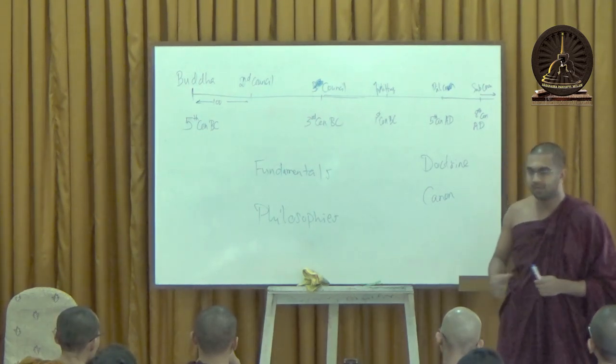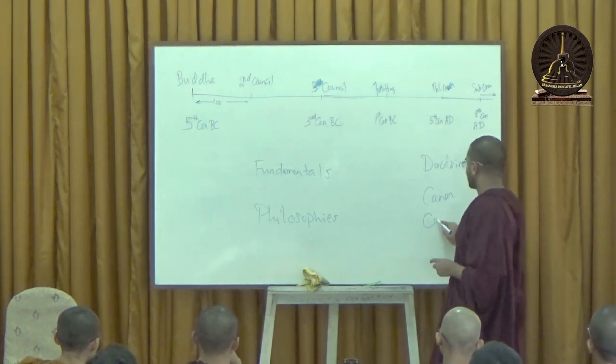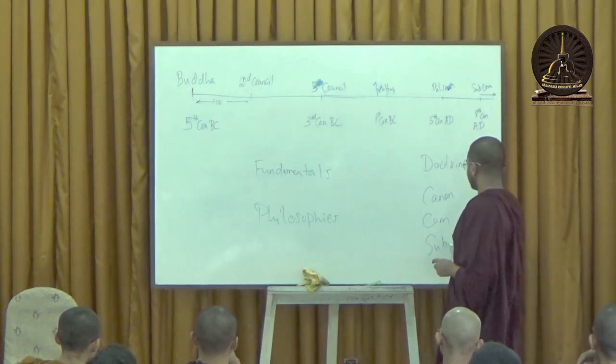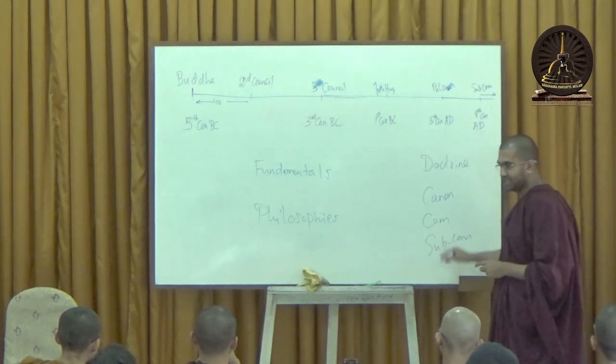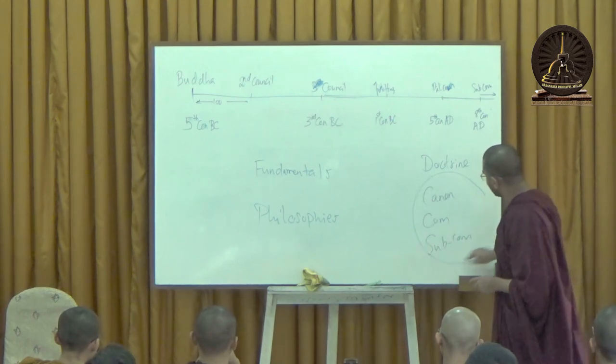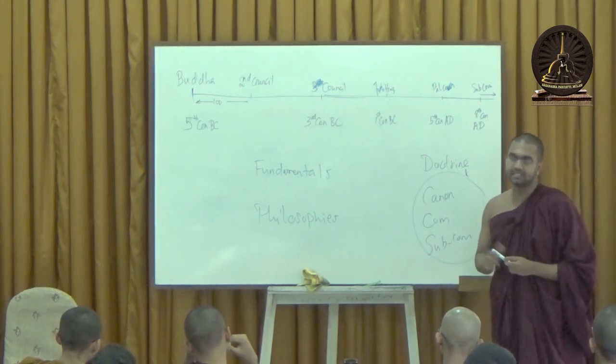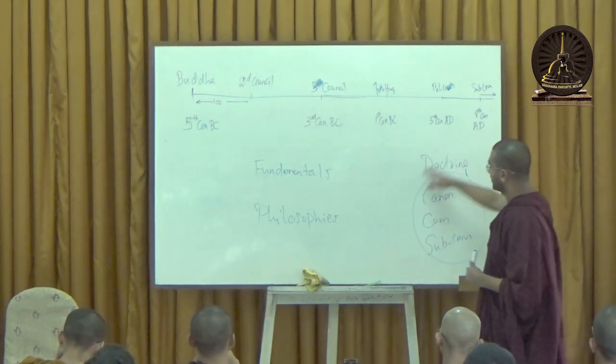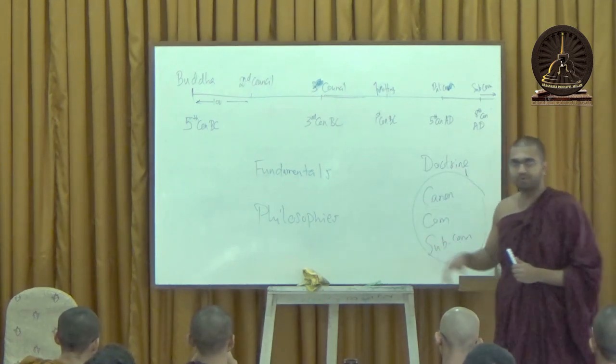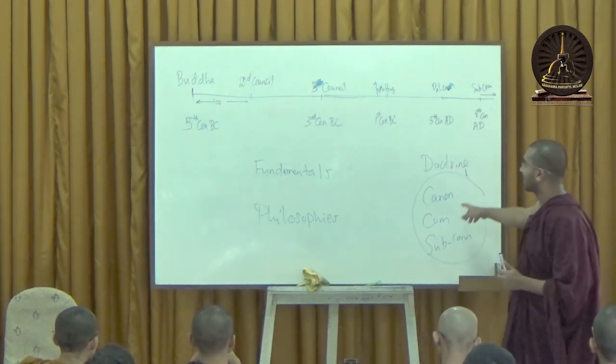Atthakatha and Tika. Altogether, the commentaries and sub-commentaries and whatever literature belonging to the tradition, I'll be talking about as the doctrine in this lecture. So when I say the doctrine, I'm referring to the entire literature. If I want to refer to the Tipitaka, I'll be using the word canon.